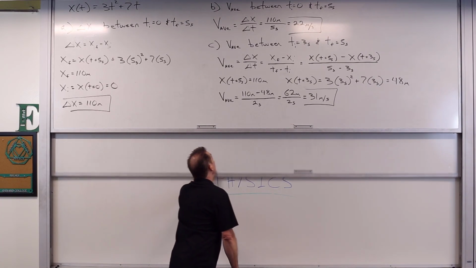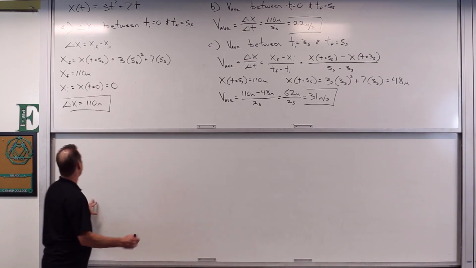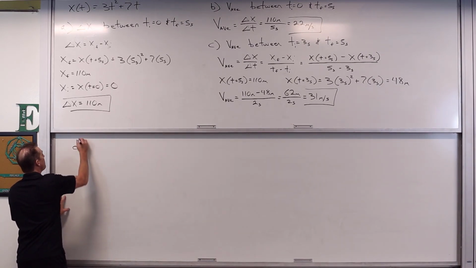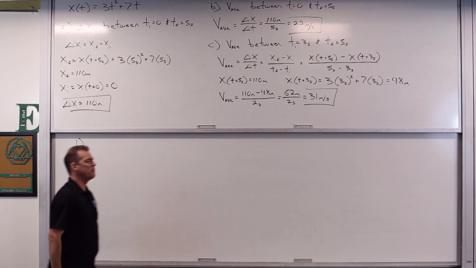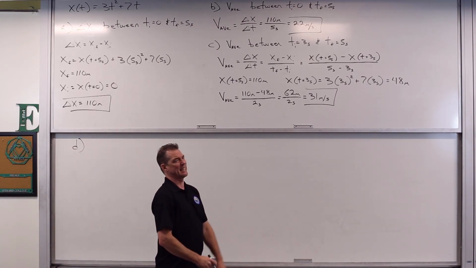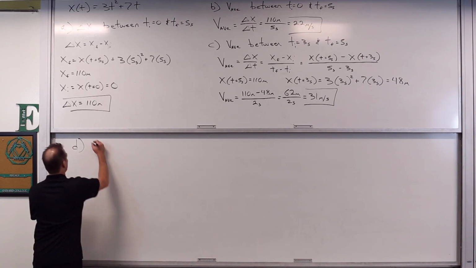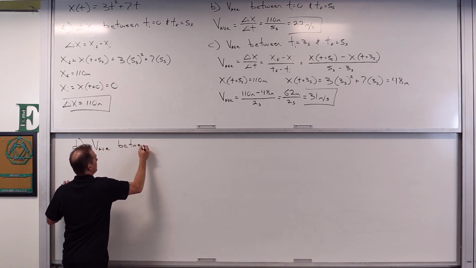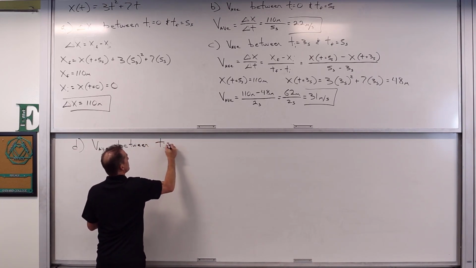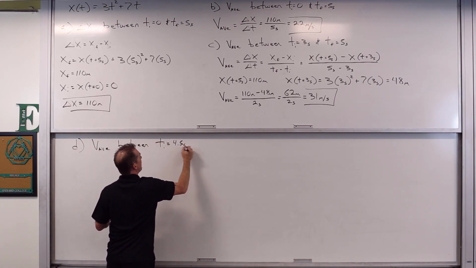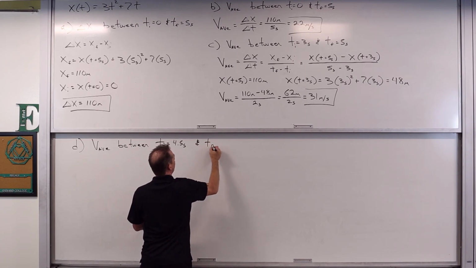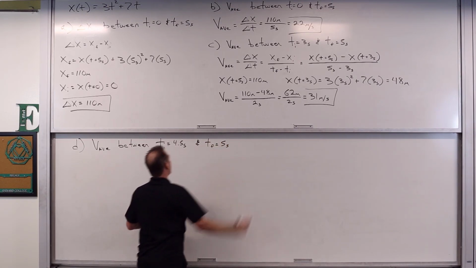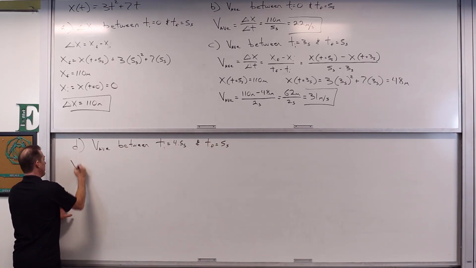All right, moving on. Hey, let's do a part D. Part D says, hey, compute it again. It's the average velocity, but now between 4.5 seconds and 5 seconds. So the average between t initial is equal to 4.5 seconds and t final is equal to 5 seconds. So just do it again.